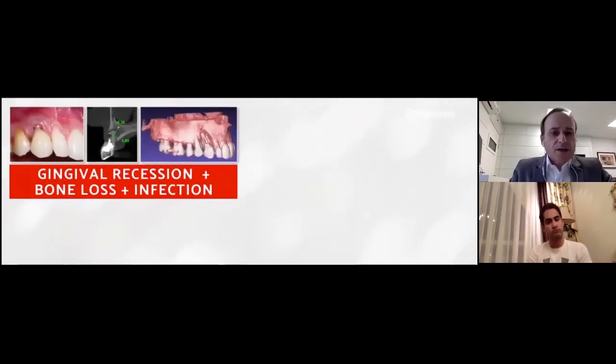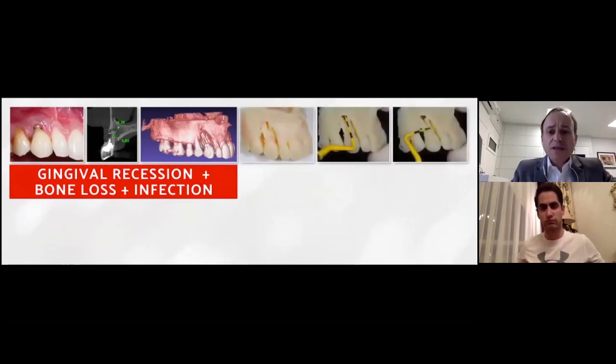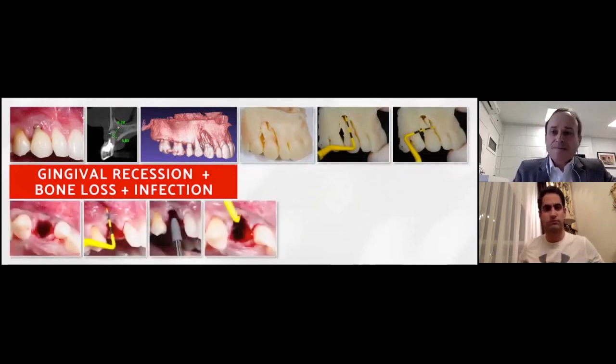This is another case that I would like to share with you. This patient presents gingival recession, bone loss, plus infection. And you can see through this 3D image the big size of the defect. What we did here, we did the prototyping. Over the prototyping, we can measure the height and width of the hard tissue, the bone defect.